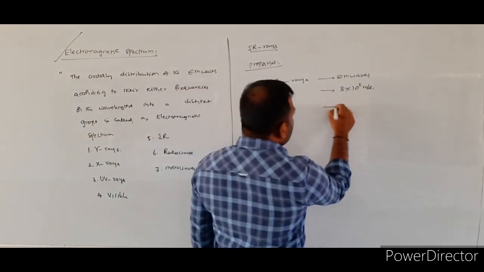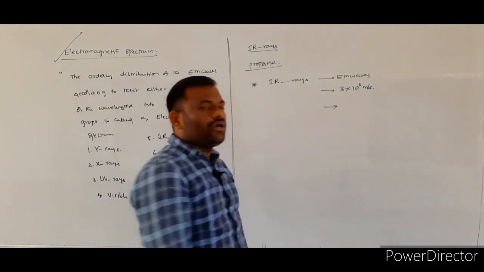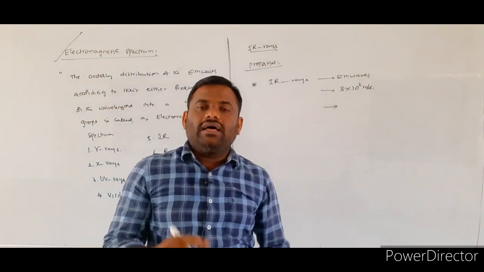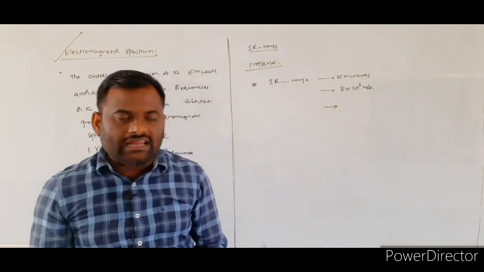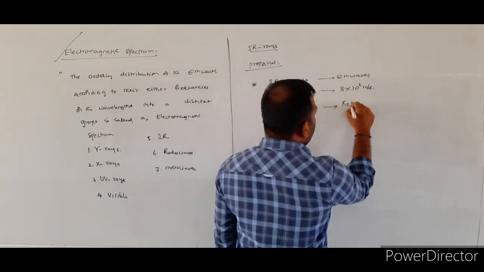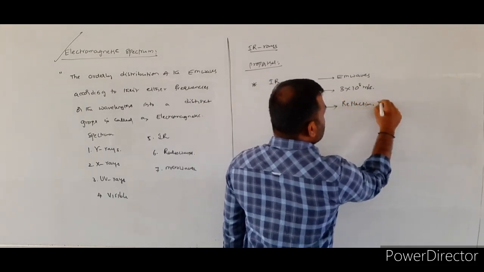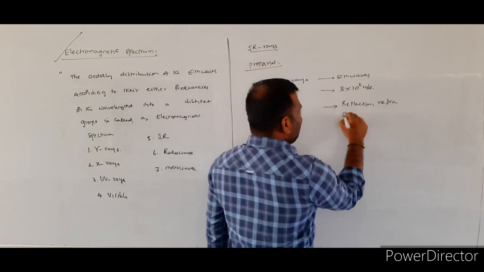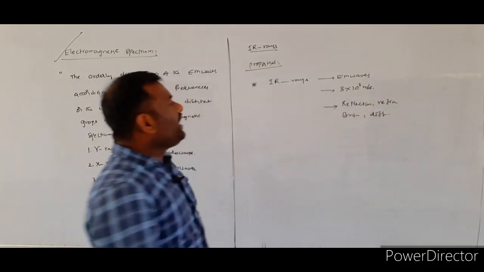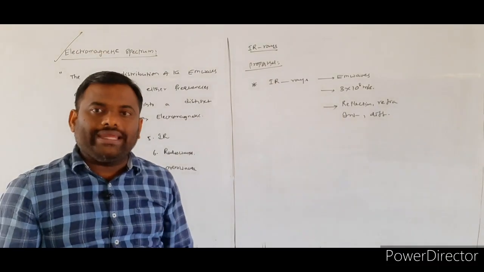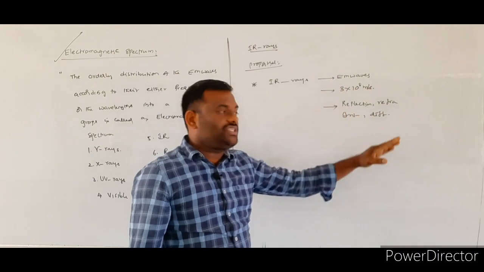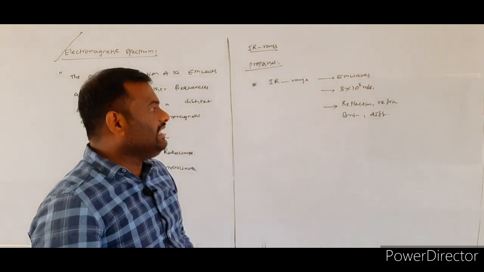Similar to UV radiation, which exhibits the phenomena of reflection, refraction and interference, IR radiation also exhibits the phenomena of reflection as well as refraction, interference and diffraction. So IR radiation exhibits phenomena like reflection, refraction, interference and diffraction.